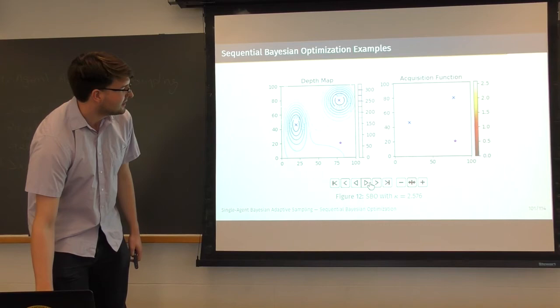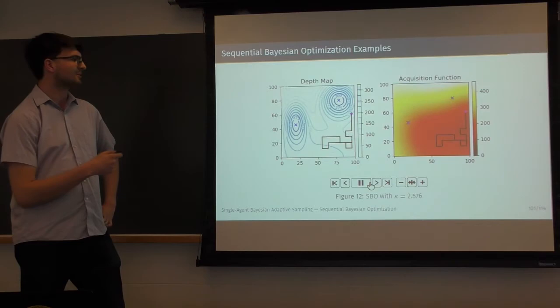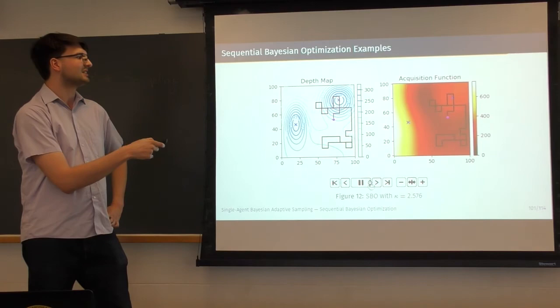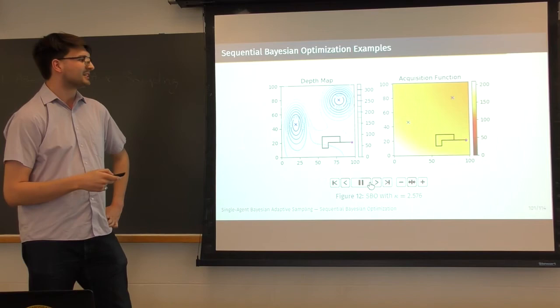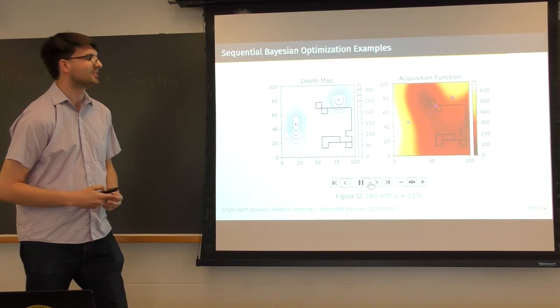So let's see what the single agent sequential Bayesian optimization case looks like. You can see the robot wanders around, it explores different locations, and the acquisition function changes. Now that it hasn't explored the left region, it's still very high over here. In this particular case, because of the relatively low kappa value, it's stuck in this local optima, but if we ran the simulation longer, then perhaps it would escape.